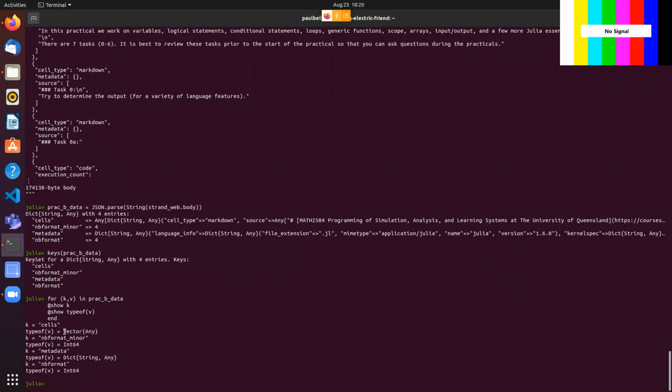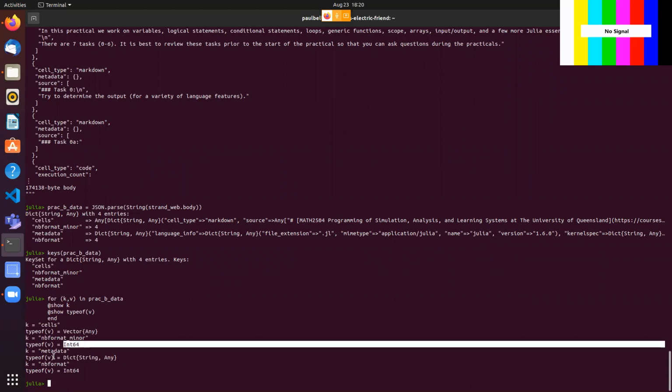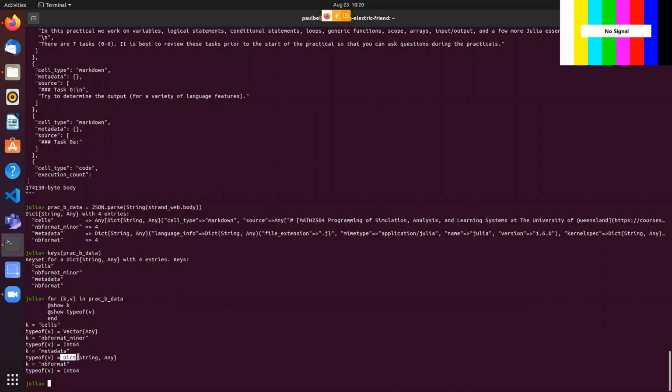So cells is a vector of type any. nbformat minor is an Int64. Metadata is a dictionary. And nbformat's an Int64. Cool. So that first thing of what do I do with cells is, oh, it's a vector. So it's an array. So rather than going and looking at the JSON and going, oh yeah, it's got this funny square bracket, I can go, oh, it's an array.